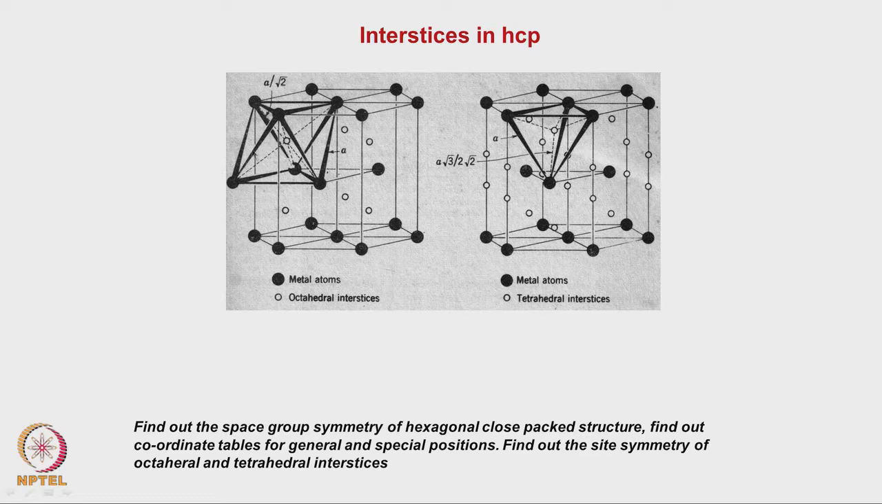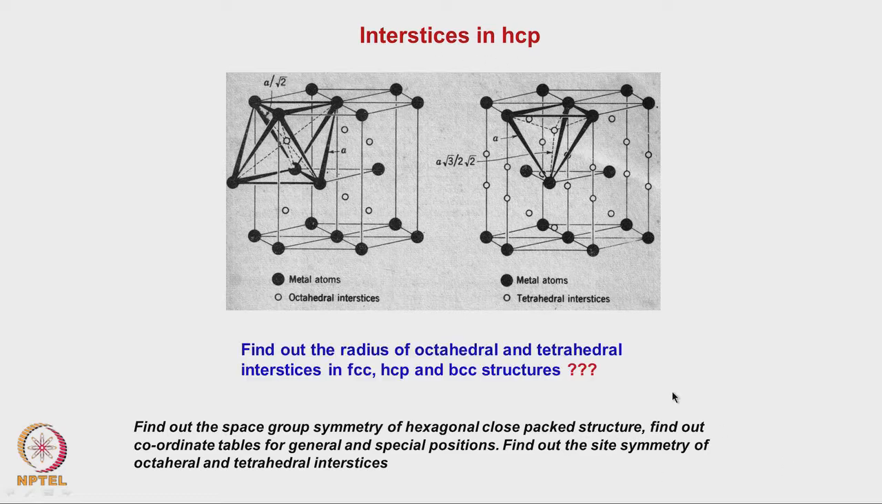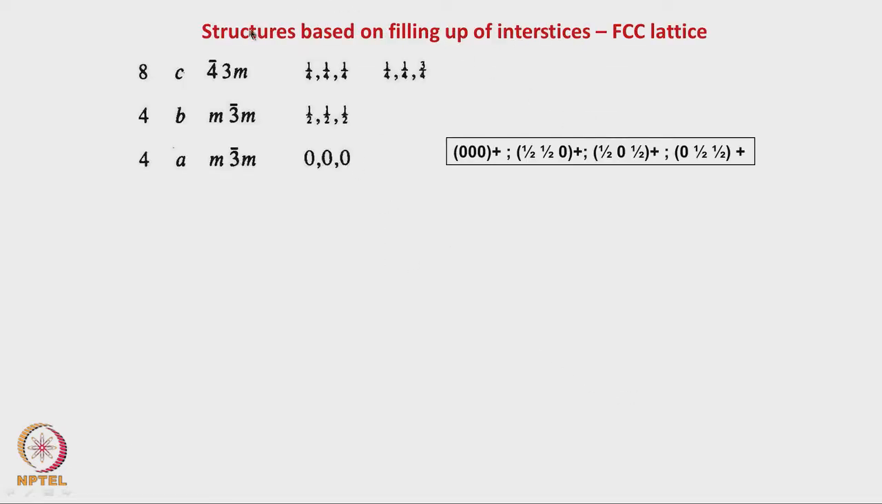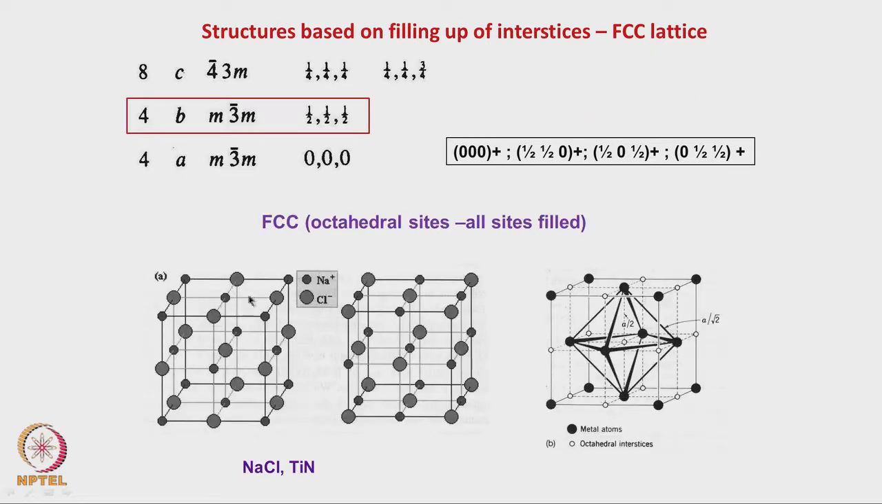I had just shown it for HCP lattice, which one can fill it up similar way. Okay. This you can work it out. So, here again structure based on filling up of interstices, FCC lattice, which we are familiar with. Okay. This is a sodium chloride structure. A titanium nitride also have the same structure. The anions occupy the corners, the cations occupy the face centers and the edges.